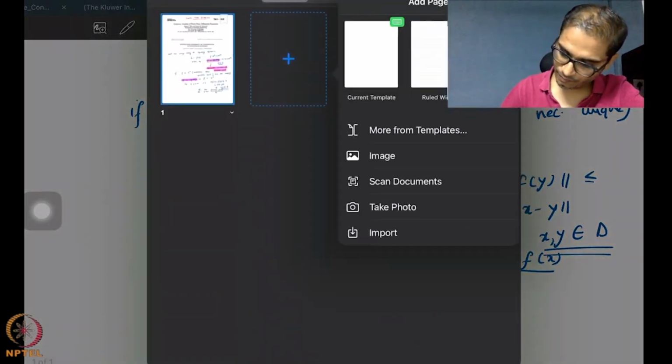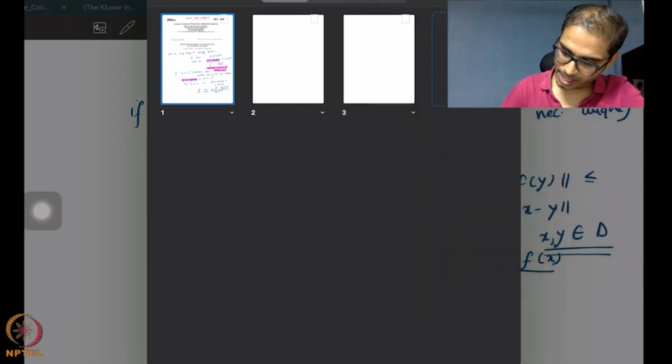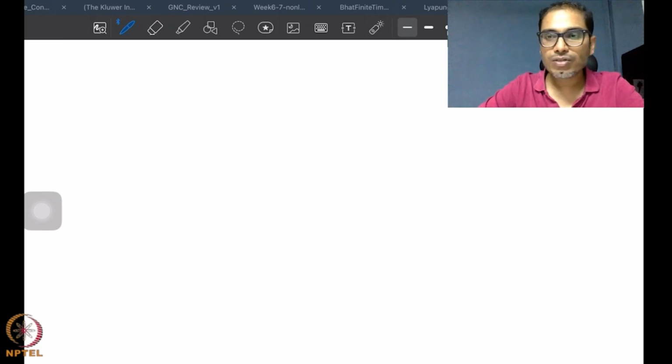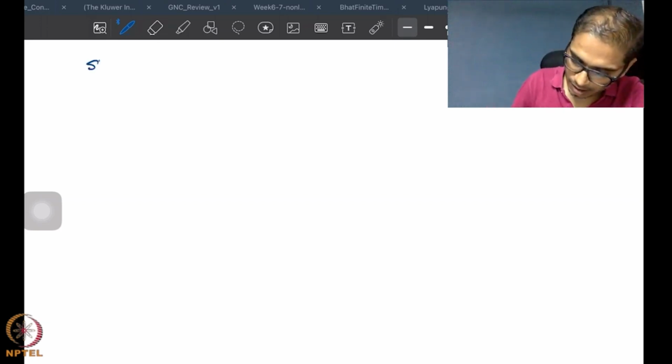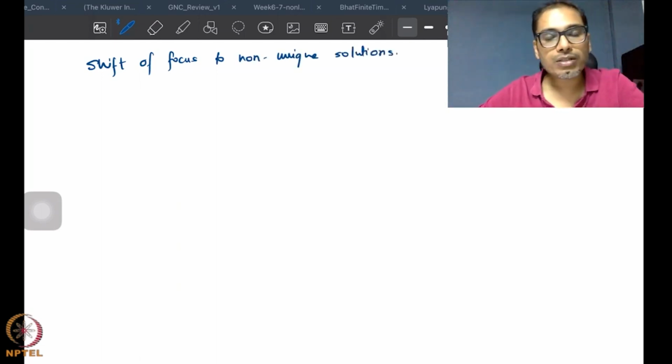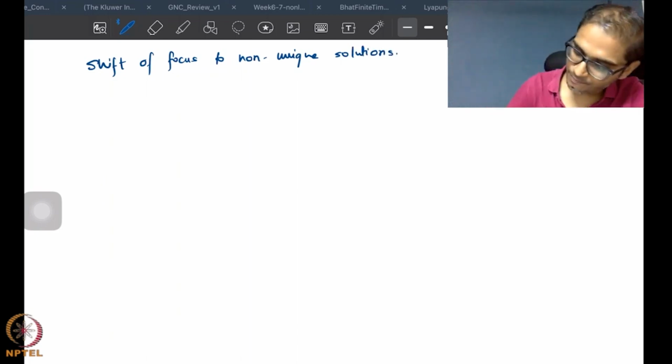Now the thing is that we want to switch our focus to something a little bit different. There is a shift of focus to non-unique solutions. And the question would be: why?